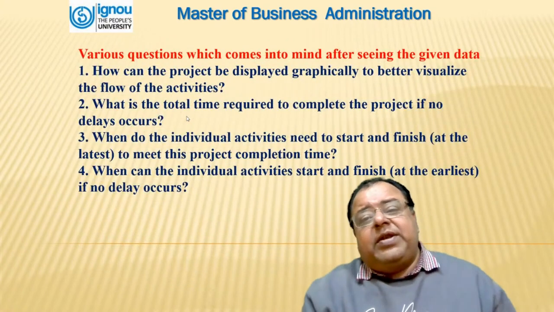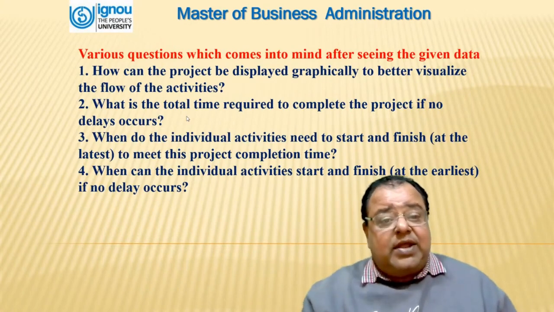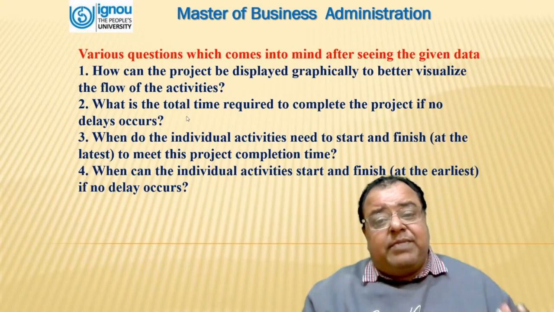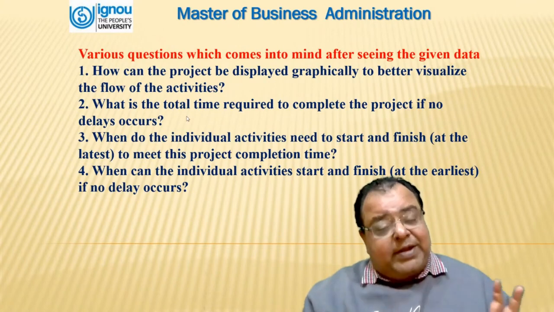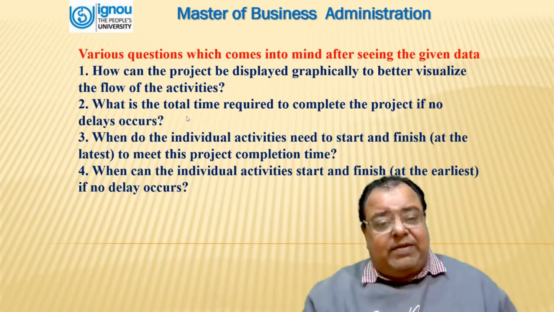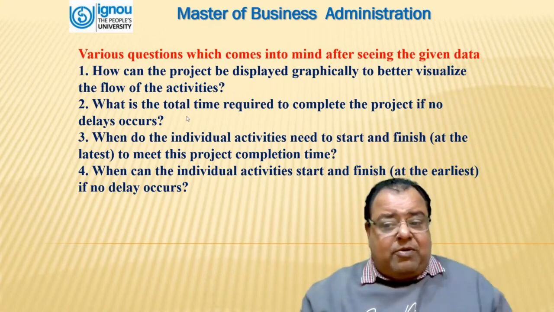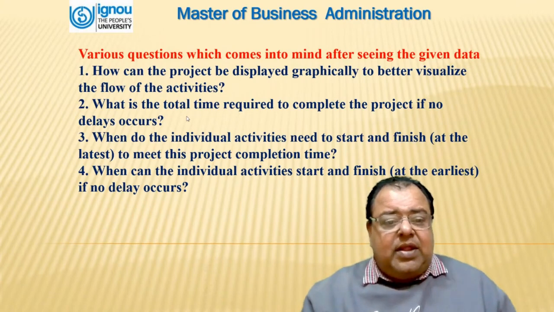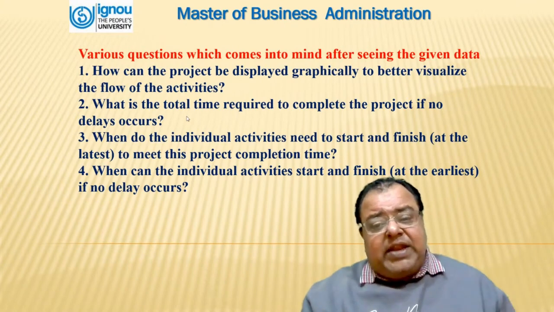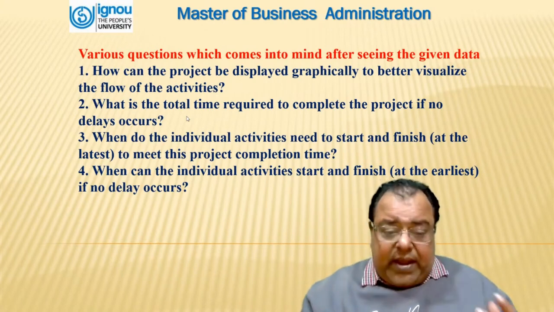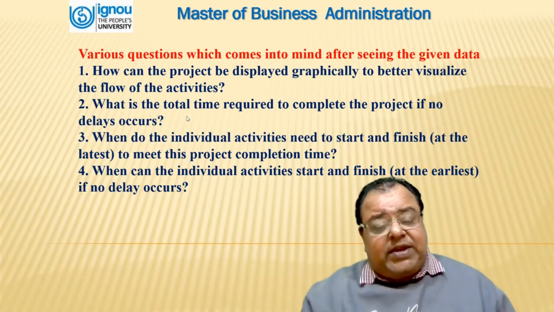Various questions come into our mind after seeing this given data. How can the project be displayed graphically to better visualize the flow of the activities? What is the total time required to complete the project if no delay occurs? When do the individual activities need to start and finish at the latest to meet this project completion time? When can the individual activities start and finish at the earliest if no delay occurs?